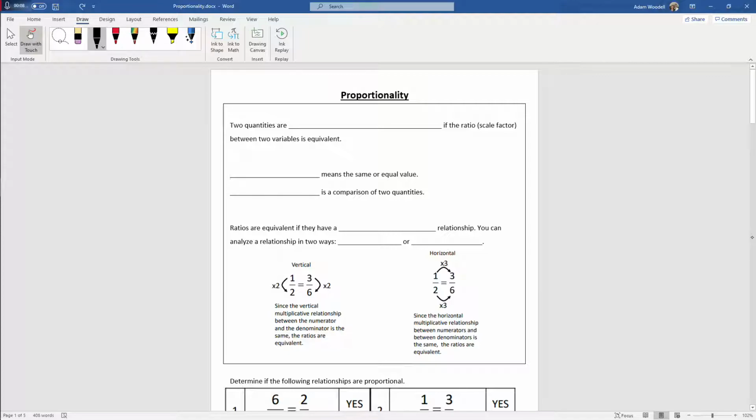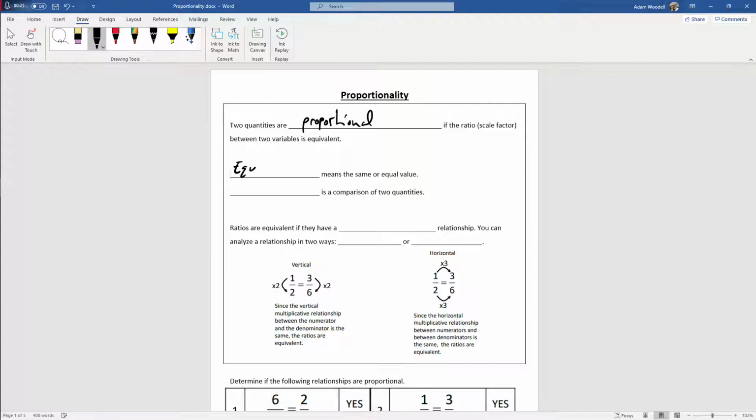Class. Today we're going to be talking about proportionality. So two quantities are called proportional if the ratio or the scale factor between two variables is equivalent. Just to clean up some vocabulary a little bit.